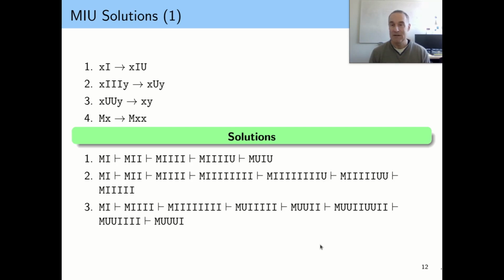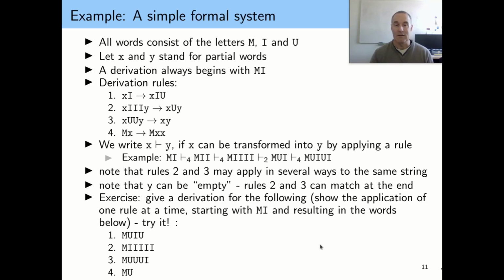We then double that string using rule 4. Then let's see, what do we do here? I think we're removing the doubled U. All right, that's rule 3. And then finally we are taking 3 I's and turning it into a U again. That's rule number 2, right? And that gets us to MUUUI. That was our original objective for problem number 3.